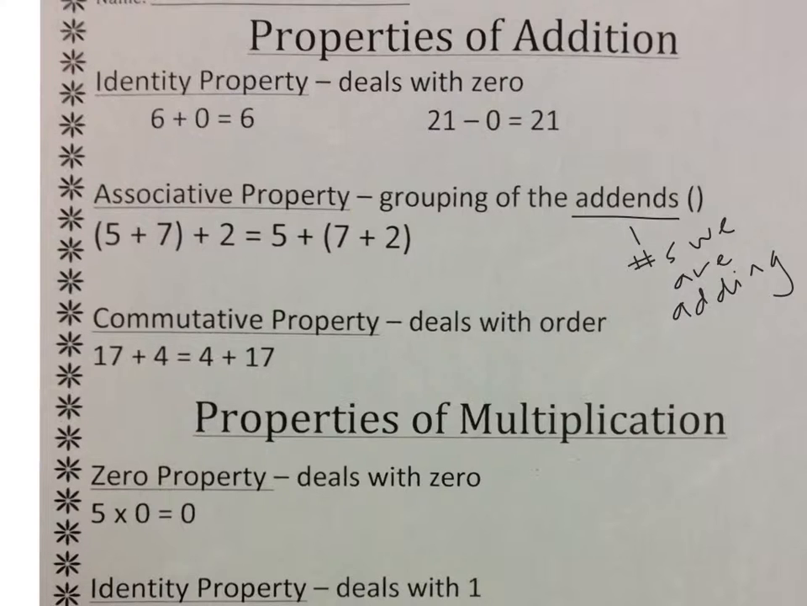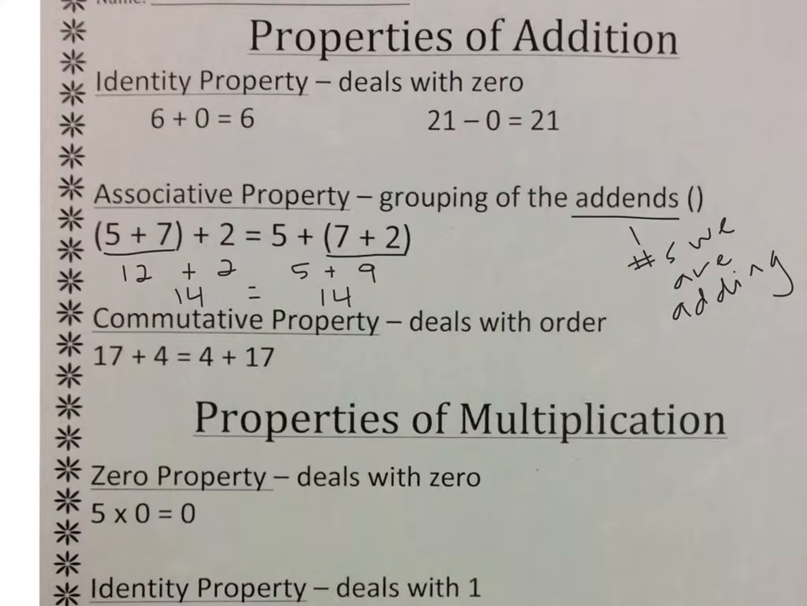Therefore, if we do the 5 plus 7 first and we get 12, then we add on the 2, we get 14. If we do the 7 plus the 2 first, then we get 9. Then we add the 5, we still get 14. So however we group the add-ins, we still get the same answer. Notice this has a 5, then a 7, then a 2. This has a 5, then a 7, then a 2. I'm not changing the add-ins, we're just grouping them differently.